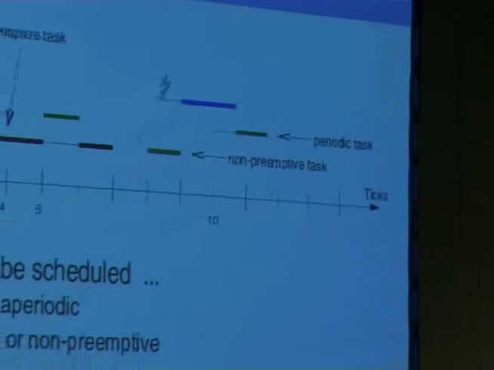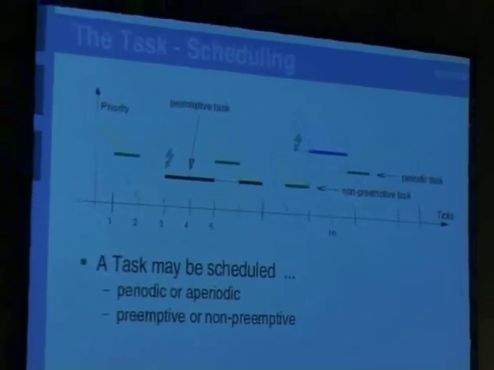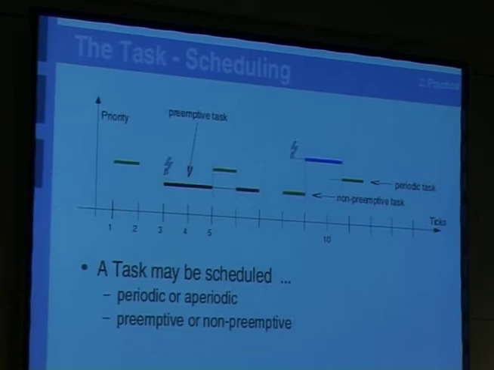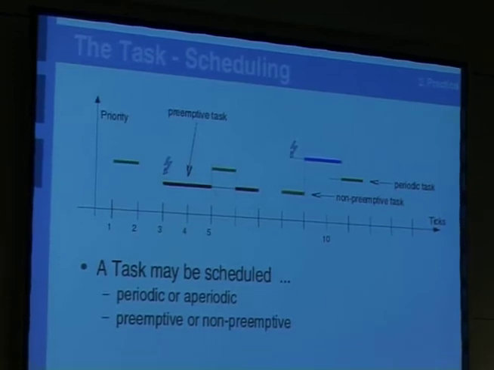Okay, let's go to scheduling. As I've said before, a task can be preemptive or non-preemptive, and periodic or not periodic. Periodic tasks, as you see in this picture, get involved every 5th time slice. This is a little bit simpler than it actually is, but I think it explains the picture.